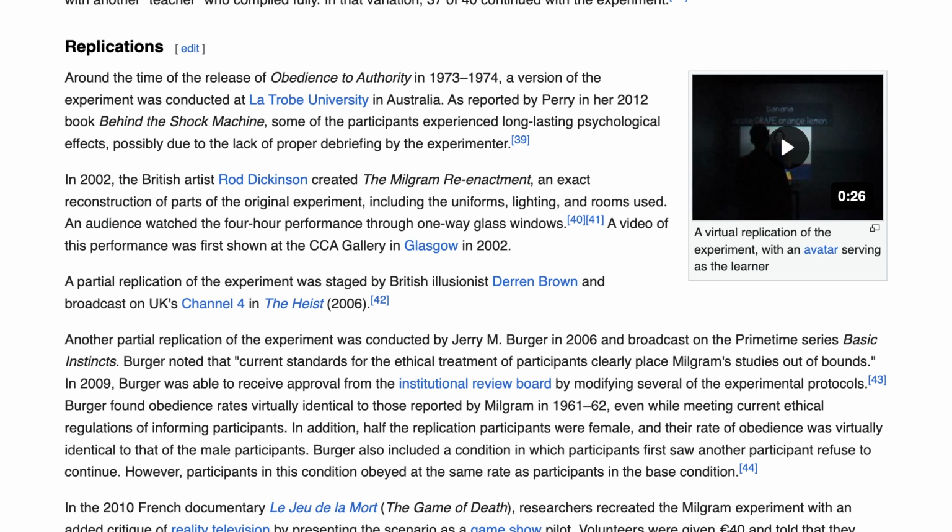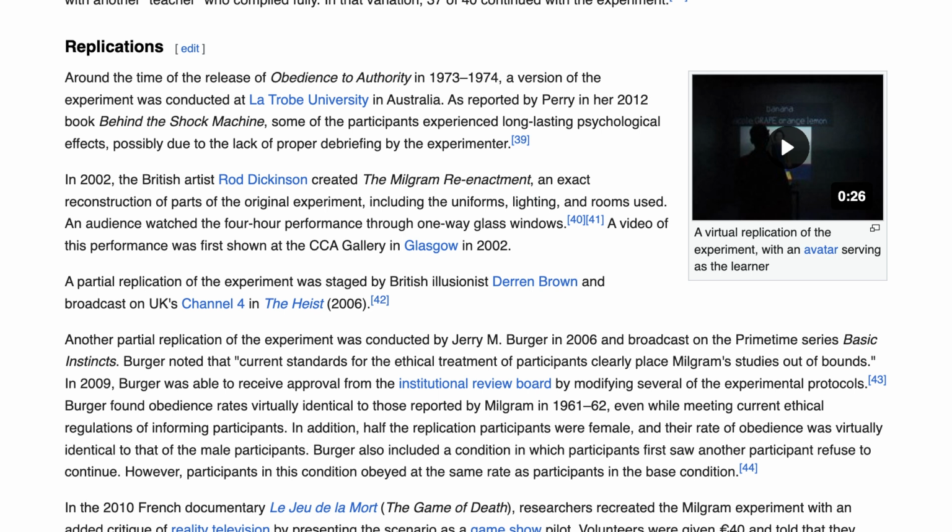Berger found obedience rates virtually identical to those reported by Milgram in 1961-62, even while meeting current ethical regulations of informing participants. In addition, half the replication participants were female, and their rate of obedience was virtually identical to that of the male participants. Berger also included a condition in which participants first saw another participant refuse to continue. However, participants in this condition obeyed at the same rate as participants in the base condition.